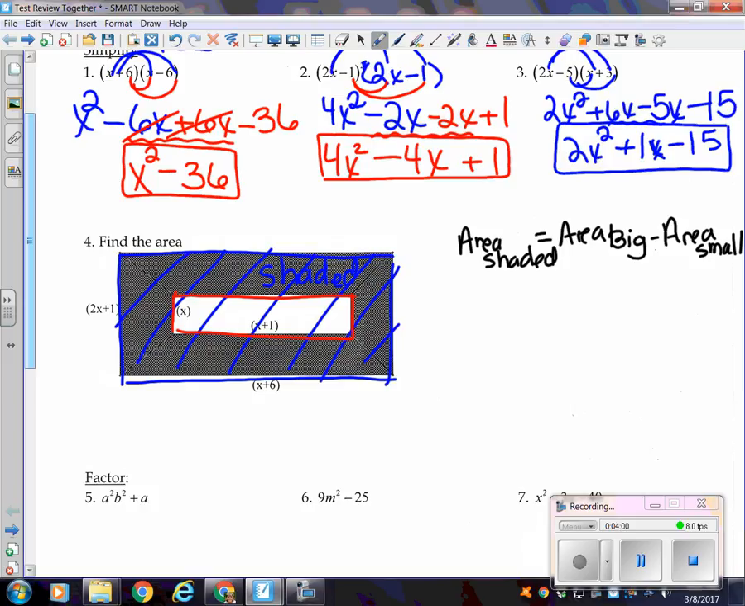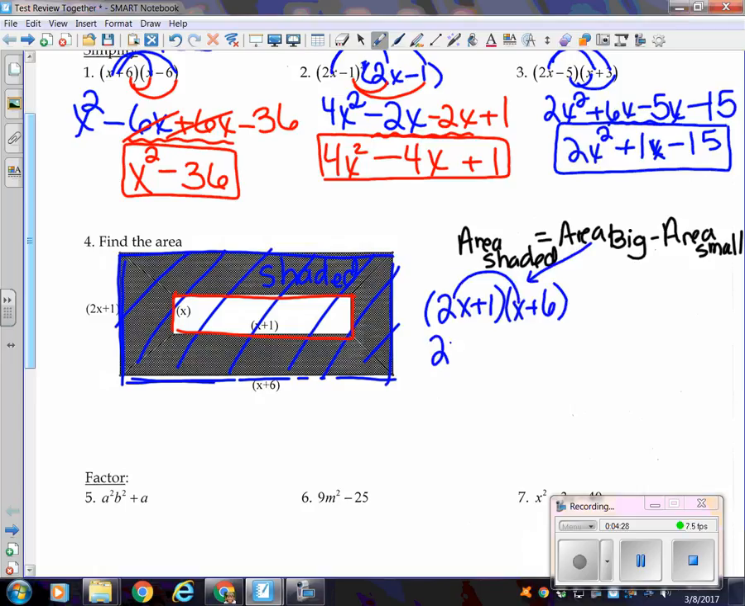Okay, the big triangle, or excuse me, the big rectangle is 2x plus 1 on one end times x plus 6 on the other one. That's what I would do in order to find the area. Make that a little neater: 2x plus 1 times x plus 6. And that would give me the area of the big.